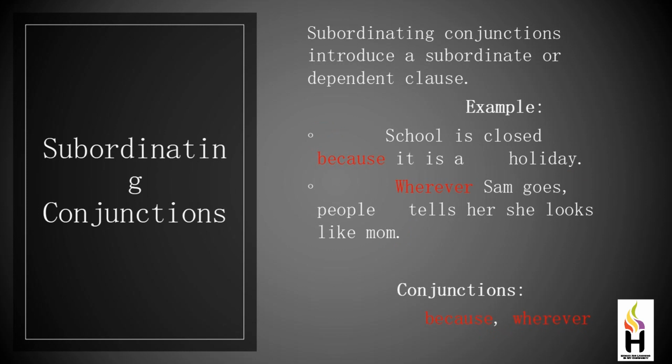Subordinating conjunctions. Subordinating conjunctions can introduce a subordinate or dependent clause. Examples are, school is closed because it is a holiday. Wherever Sam goes, people tell her she looks like Mom. The conjunctions in these examples are because and wherever.